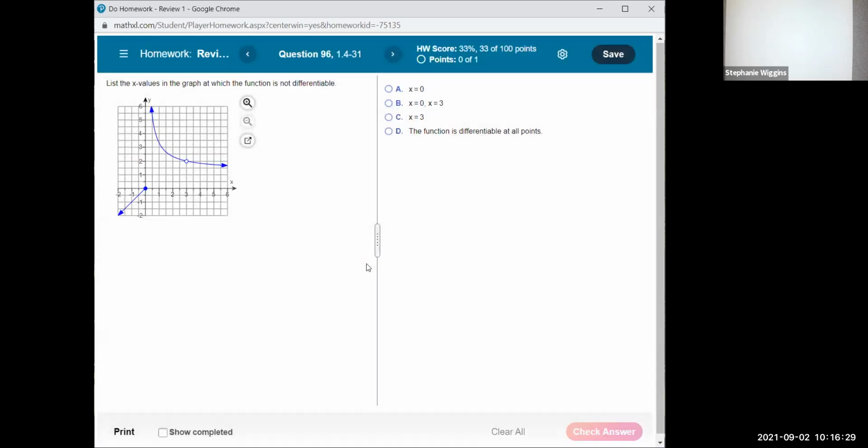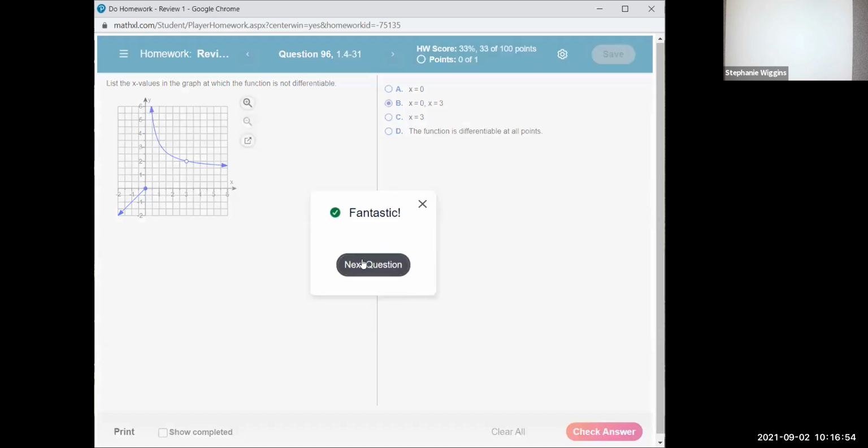Okay. This one, it's not differentiable here where there's a break at 0. And then also here at 3, because it's not continuous, it can't be differentiable. It has to be continuous. And there's a hole there. So it's not differentiable when X is 0 and when X is 3.